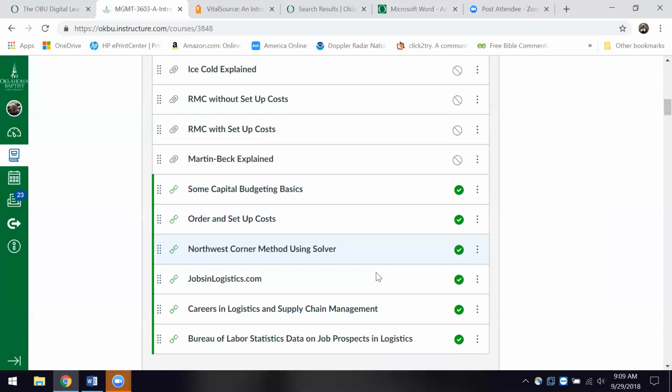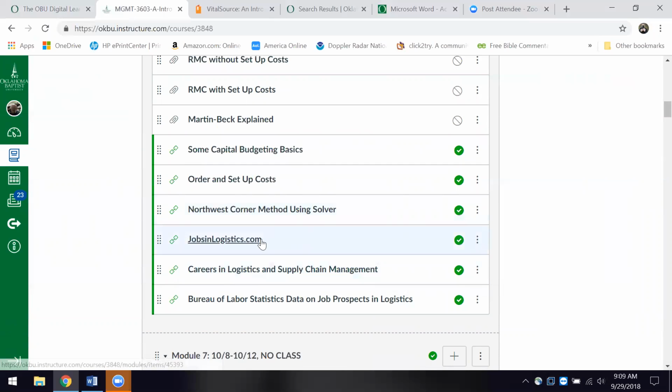And I've got you some good resources. Now, some that I think are really worth your while are to take a look at jobs in logistics. I have a careers in logistics and supply chain management, and I've got data here from the Bureau of Labor Statistics. And as I've said before, there are some of you who are management majors, for example, or even, I think more importantly, marketing majors, for whom logistics would be a very attractive choice as far as employment.